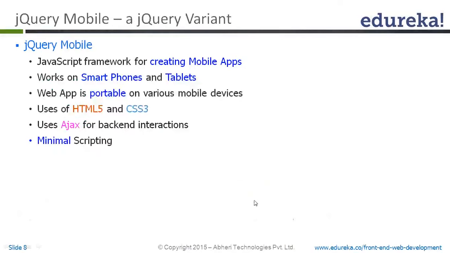And as I said, jQuery Mobile is mainly for creating mobile applications on mobile devices, smartphones and tablets. One of the important features why you should use jQuery Mobile is that it is portable across mobile devices, irrespective of the operating system running on the device. It has consistent behavior across all the mobile devices.